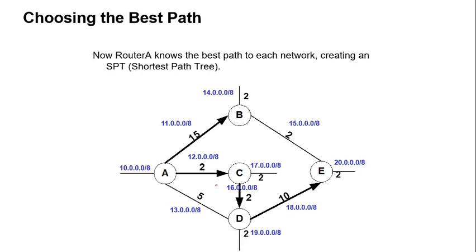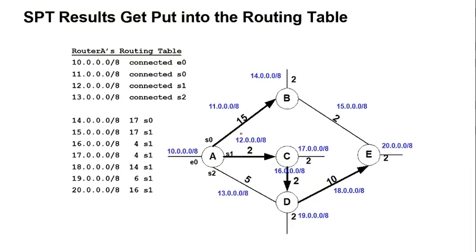So the resulting output from the algorithm is something like that, that this is your shortest path tree. We have selected firstly 2, then D, then E, and then at the end B as well. So the algorithm works on all paths. The resulting shortest path tree will be put into the routing table. So this is your resulting routing table.